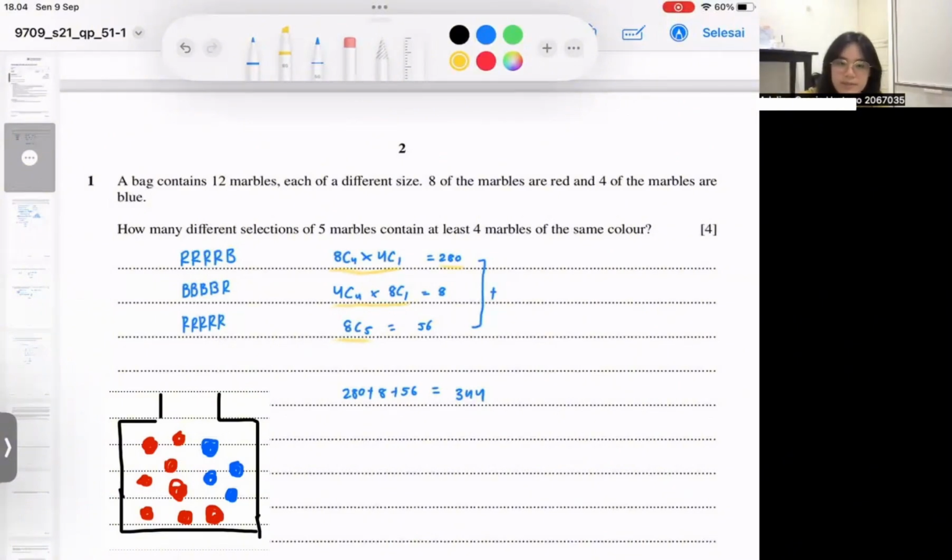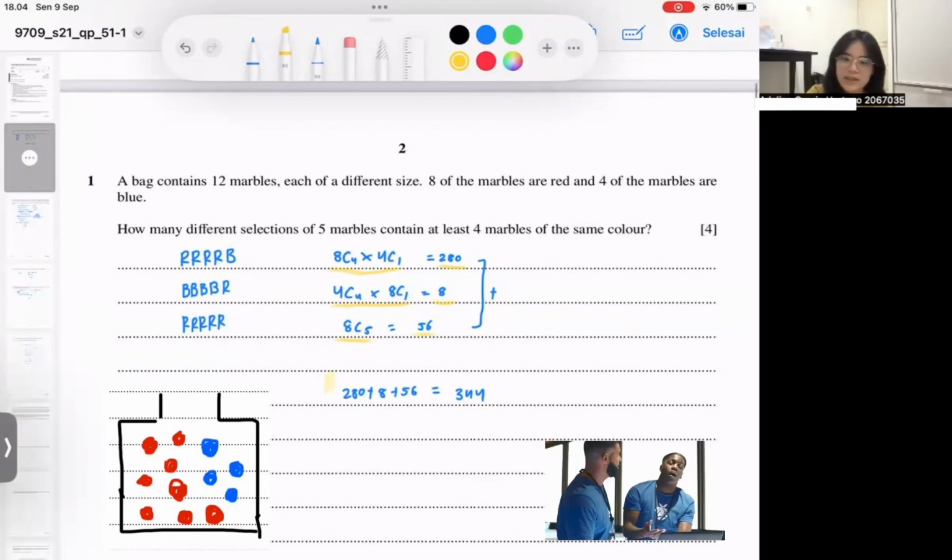And next, we repeat the same thing. So 4 marbles out of the 4 blue marbles, so 4C4 times 1 red marble out of the 8. So 8 choose 1 equals 8. And lastly, 8C5 because we choose all 5 marbles out of 8, which is 56. And you just need to add all of these numbers to get the final answer, which will equal 344.